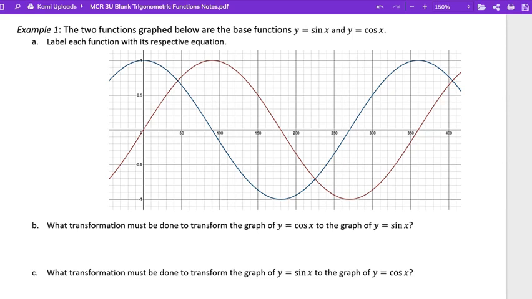Two functions are graphed below. These are the base functions, or the parent functions, of y equals sine x and y equals cos x. So first of all, let's label them. You know them now. Which one is which? Think about it. Look back in your notes if you need to.